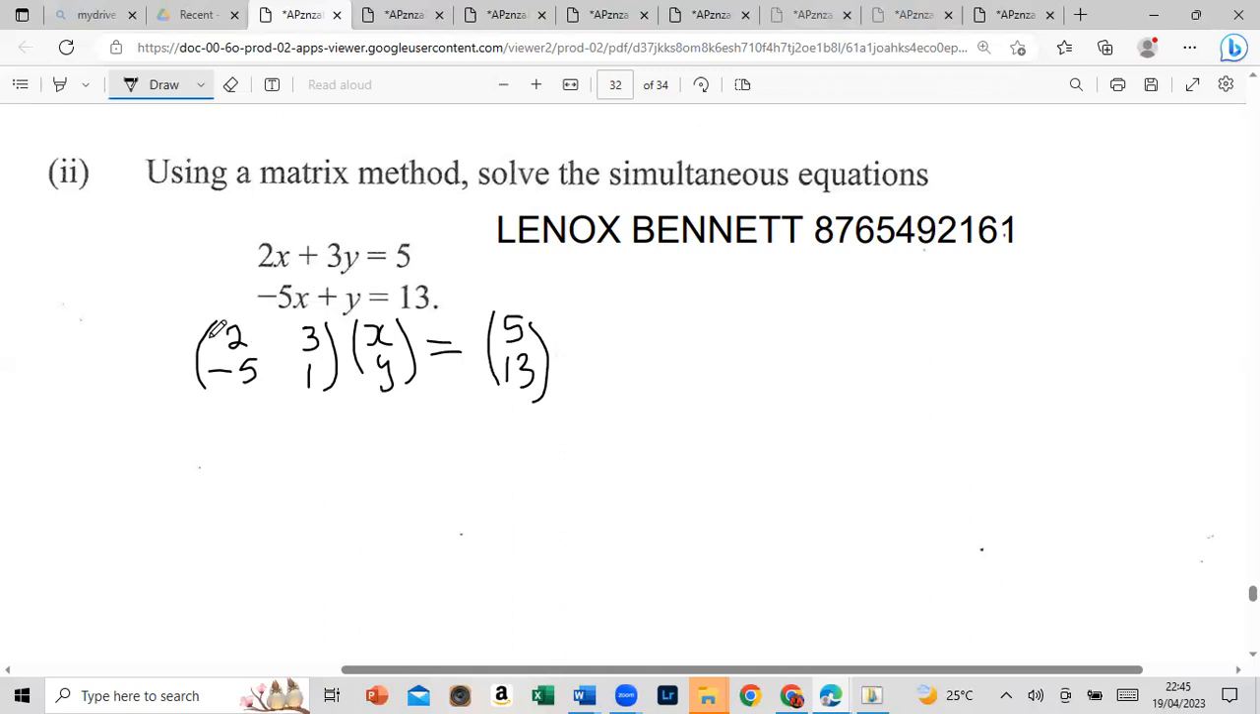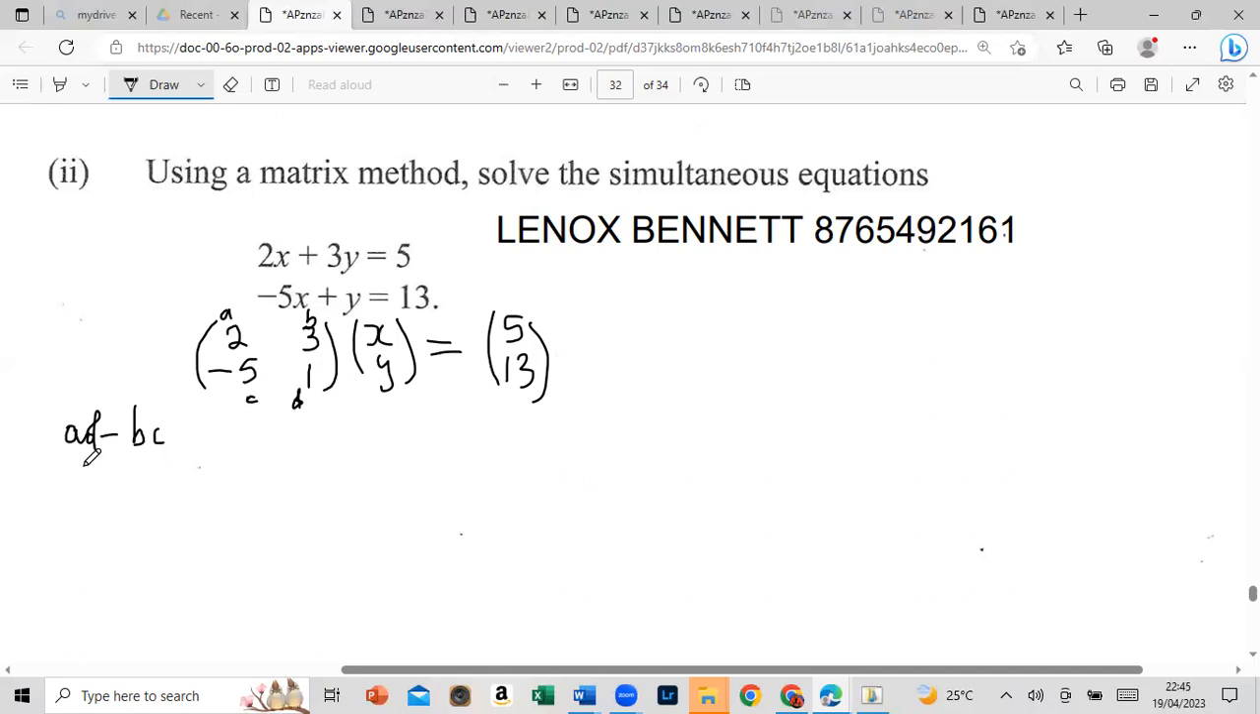Next thing that you want to do is to find the inverse of the 2 by 2 matrix. Now our matrix is in the form A, B, C, D. So let me just write that. So it's AD minus BC. That's the formula that we use to find the determinant. AD minus BC. It's almost like you're writing an X.